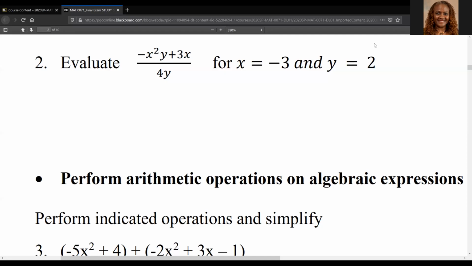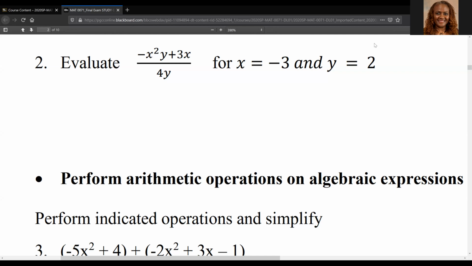All right, so I am ready to go to Blackboard. Okay, so this is number 2 from the final exam review posted on Blackboard. And if you look at number 2, the direction says to evaluate. So all you're going to do is evaluate. It tells you that x equals -3 and y equals 2. So basically, this is a substitution. You're just going to substitute x with -3 and y with 2.